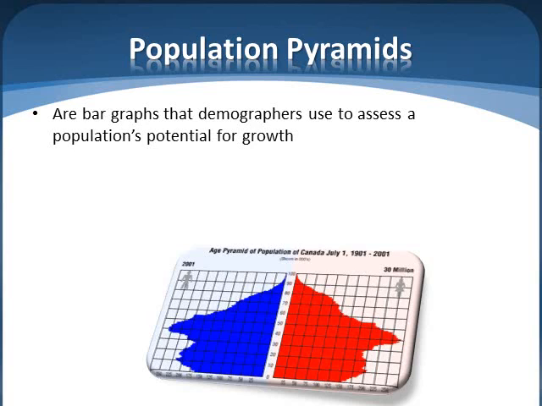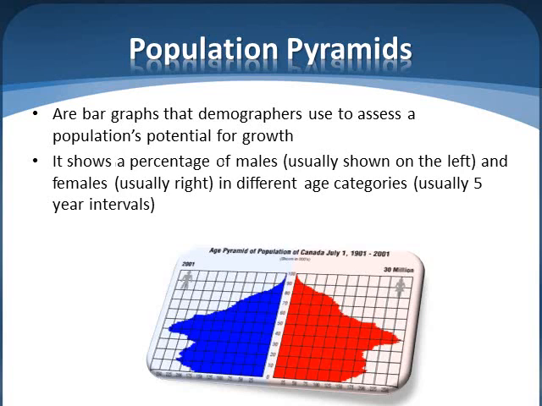The bars at the bottom are much narrower, which tells us that our population base is shrinking, and that our population going forward is not going to be increasing the way it did when the boomers were born. In these graphs, we also usually, although not always, find males on one side and females on the other side. And usually the ages are in 5-year intervals, although we can see on this particular age pyramid that the intervals are in 10-year intervals.